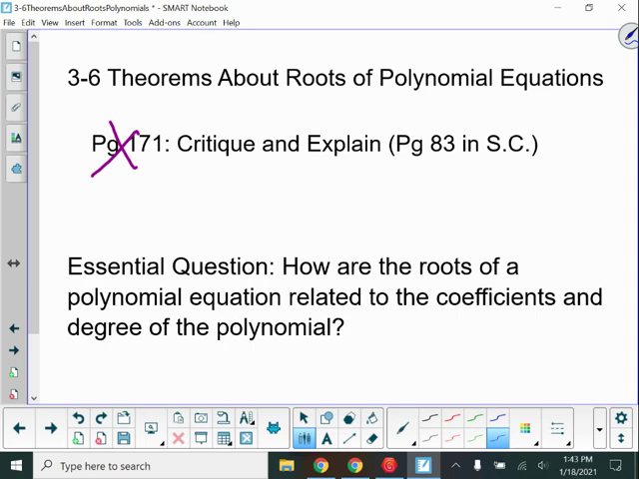This is your lesson for 3-6, theorems about roots of polynomial equations. And our central question for this: how are the roots of a polynomial equation related to the coefficients and the degree of the polynomial? So we're going to dive deeper into looking at some helpful tips to decide what our roots of polynomial equations are going to be.